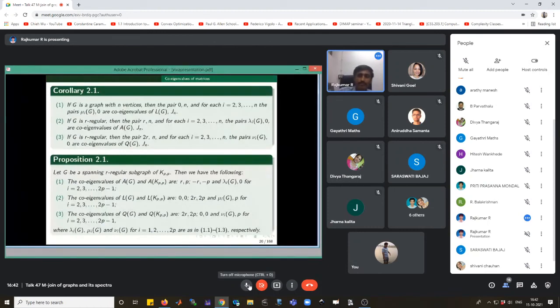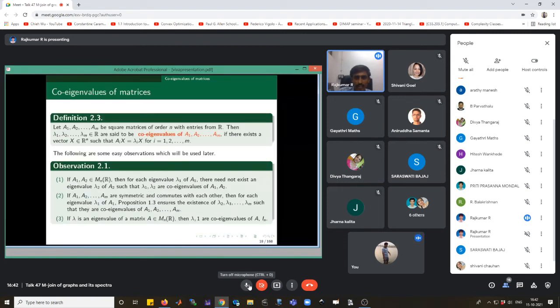Is it okay now? It's okay. So where do I have to start? This one, co-eigenvalues. Yeah, that part we discussed. Maybe after the observation you can start. Has co-eigenvalues been presented already?